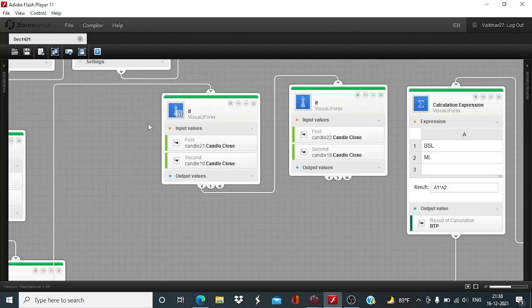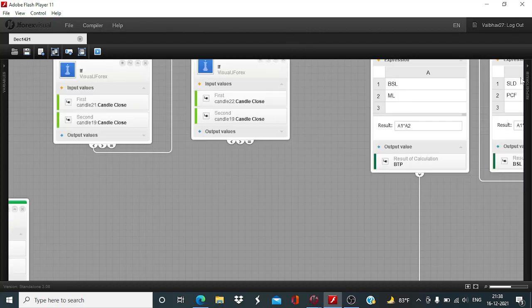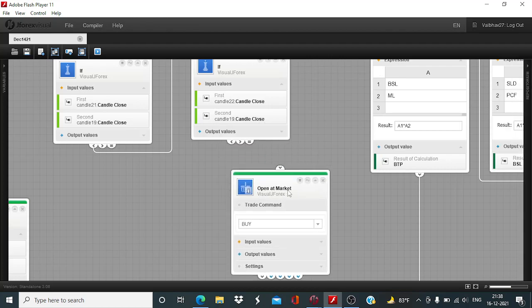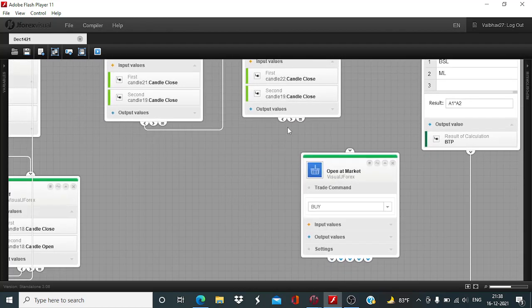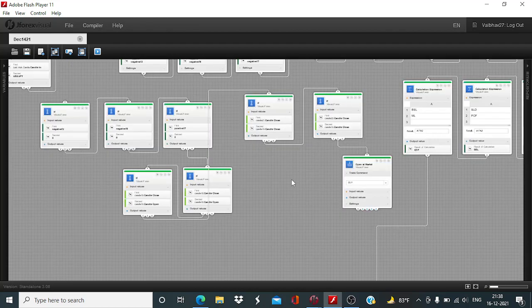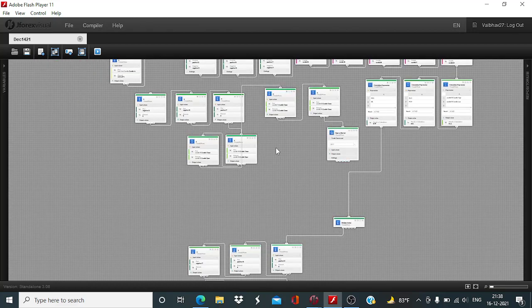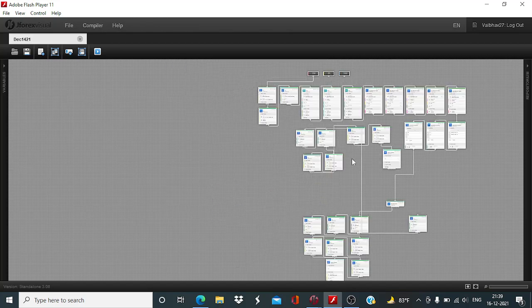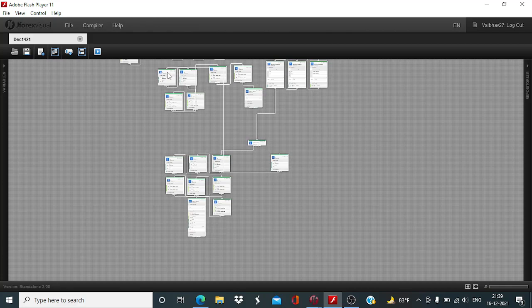After that, we bring in the trade command block. Trading block, open at market. And this is going to be first input greater than second input. Now, let me arrange this on the lower side, which might take few seconds.